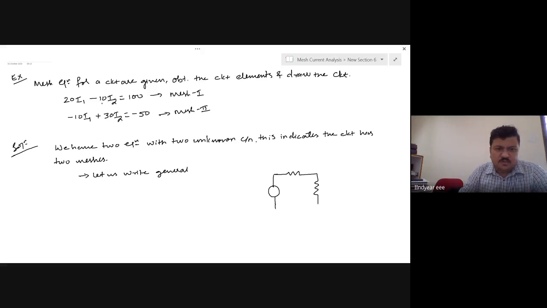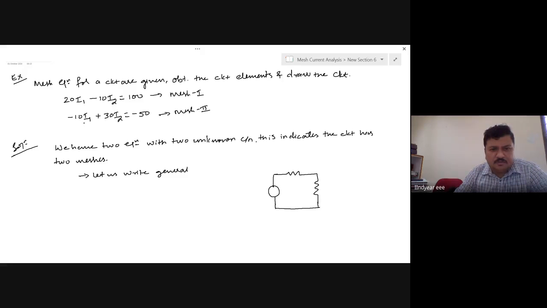So the resistance through which current I2 is flowing, looking from mesh 1, is common, and there is another resistance through which I1 is flowing, which makes the coefficient of I1 greater. If it is greater than the coefficient of I2 in mesh 1, it indicates there is one series element in mesh 1 which is on the perimeter of the mesh, and it is not common. So this is mesh 1.